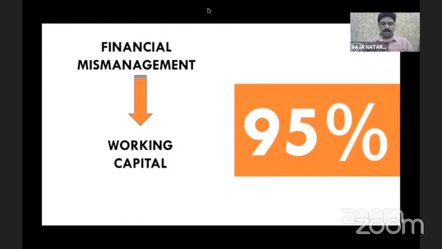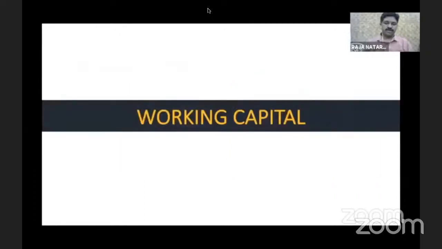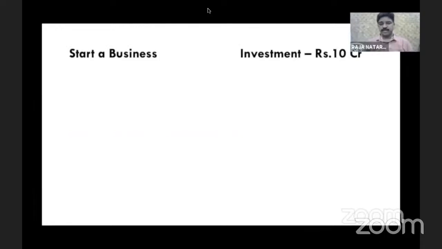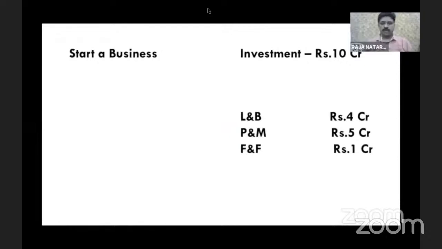Okay. So this is the backdrop. With this, let's move on to understand what is working capital. For that, I'm going to take you through a small example. Let's say I'm going to start a business, and this business demands an investment of 10 crore. And why do I need this 10 crore? I need this 10 crore to invest in land and building 4 crore, plant and machinery 5 crore, and furniture and fixture 1 crore. So totally 10 crore.